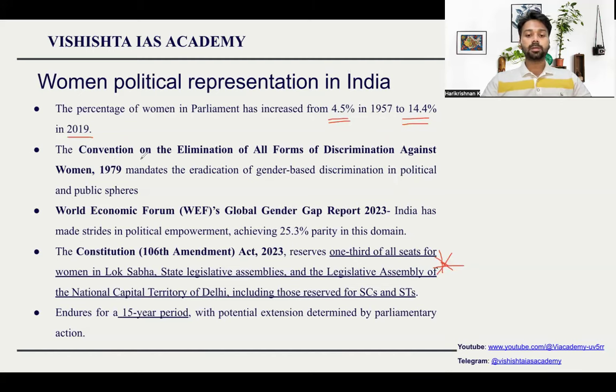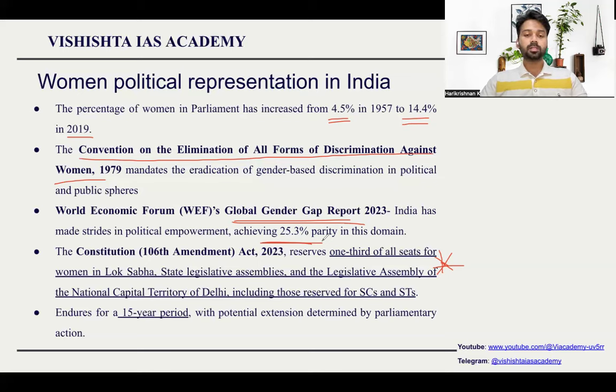The Convention on Elimination of All Forms of Discrimination Against Women, 1979, is an international convention which was signed by India also. The World Economic Forum, in its Gender Gap Report of 2023, said that when we talk about political empowerment of women, India has made very good improvement. It has achieved 25% parity. So one-fourth of women are participating in elections in comparison with men. So it is a good development, is what the World Economic Forum has said.